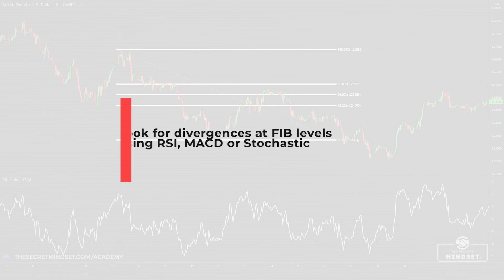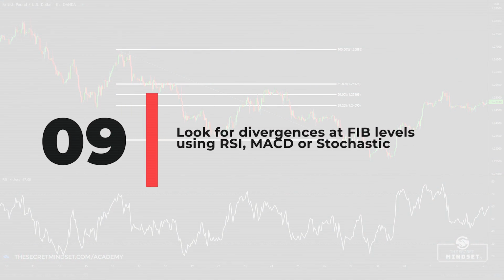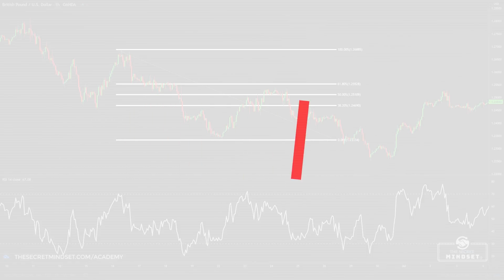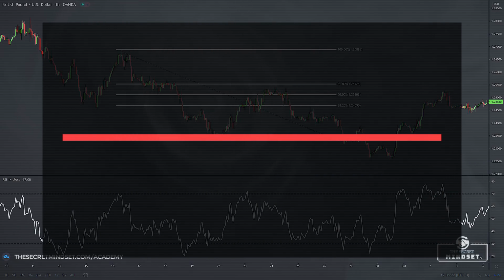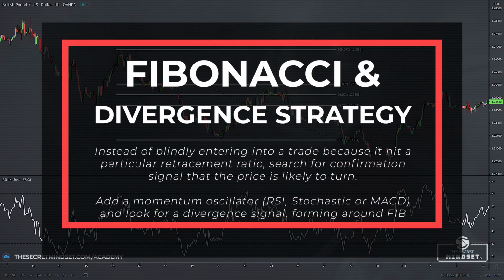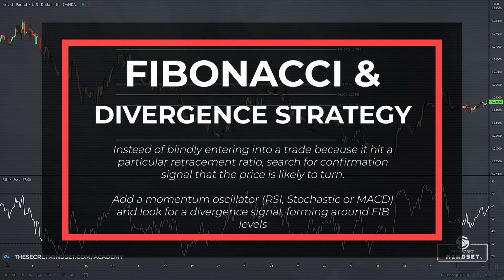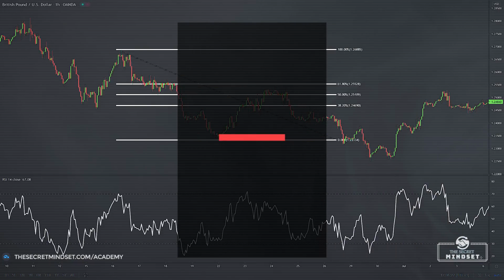Number 9. Look for divergences at Fib levels using RSI, MACD or Stochastic. Now, rather than blindly entering into a trade because it hit a particular retracement ratio, you need a confirmation signal that the price is likely to turn. I prefer adding a momentum oscillator like the RSI, Stochastic or MACD and look for a divergence signal forming around Fib levels. These are leading signals, by the way.